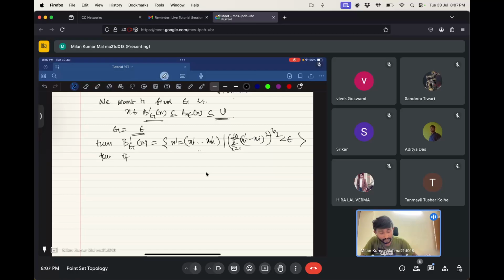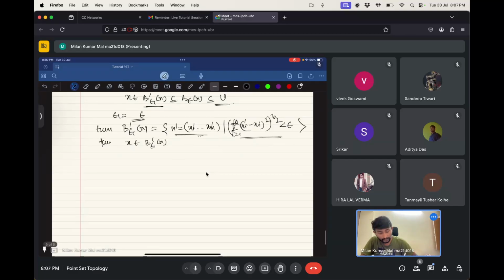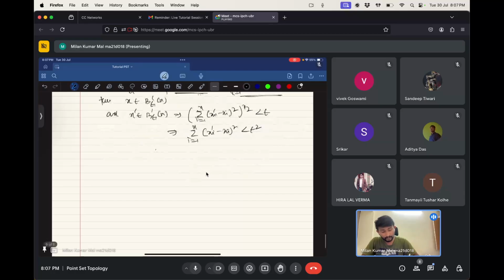Then clearly x is in B epsilon 1 dash x, because if I replace x dash by x, then that will satisfy. And if x dash belongs to B epsilon dash x, that means the summation of i equals 1 to n of xi dash minus xi squared, to the power half, is less than epsilon. That means the summation of xi dashed minus xi squared is less than epsilon squared.